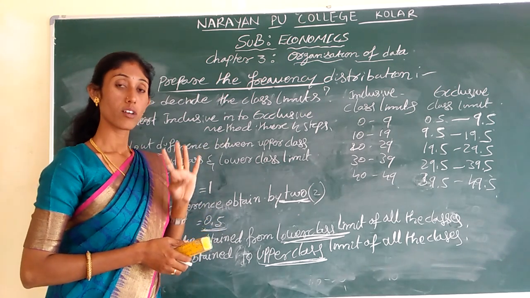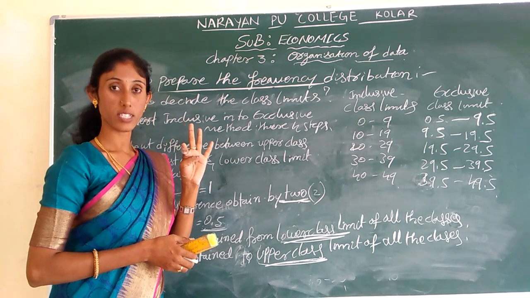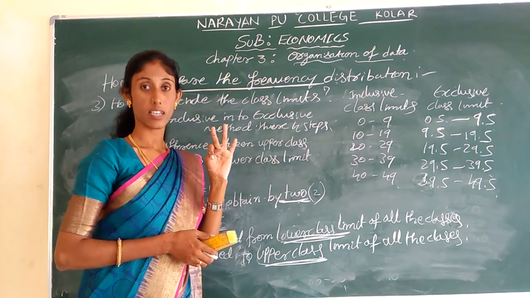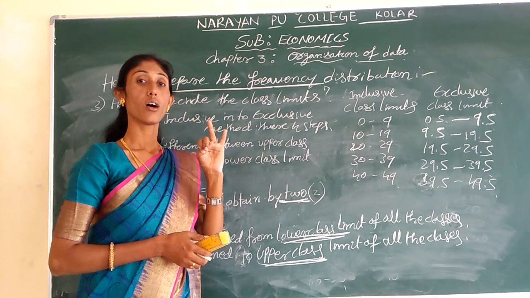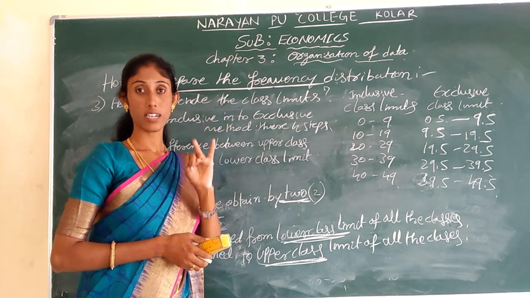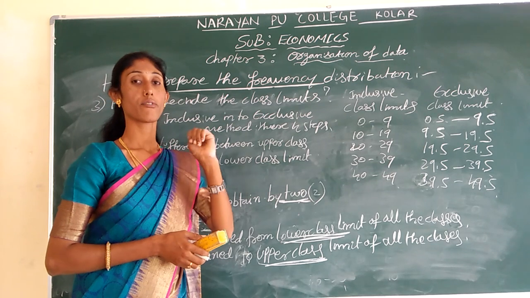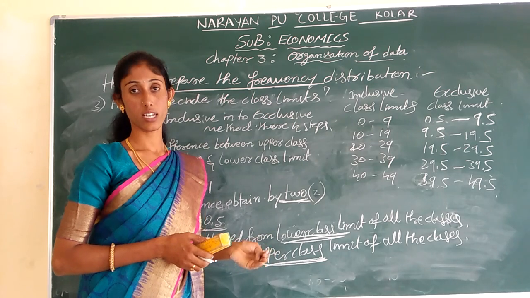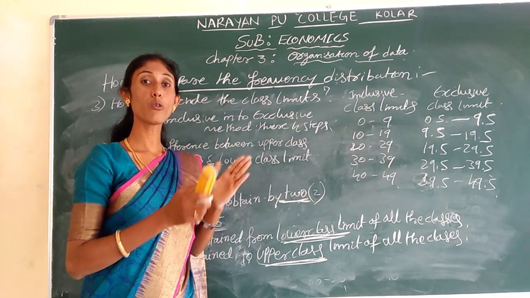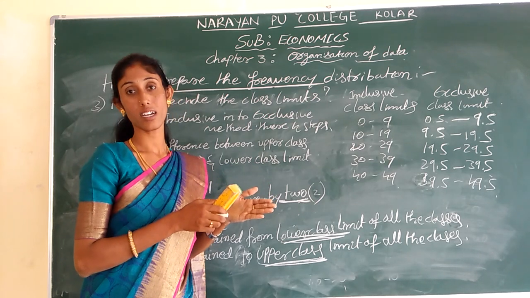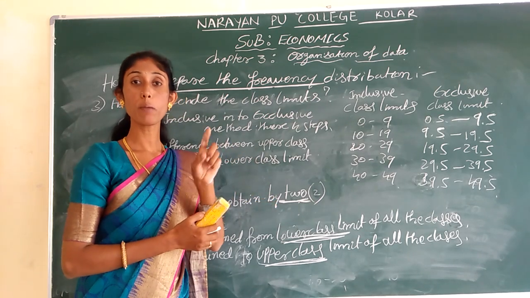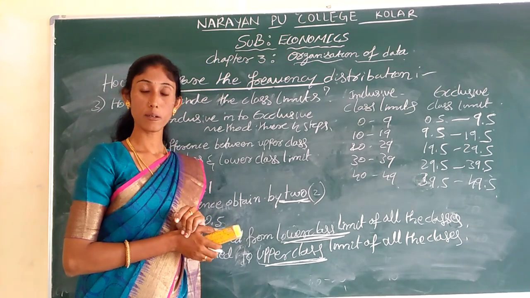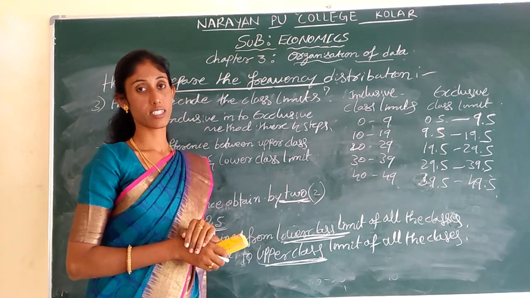There are mainly four steps. First, how to decide the number of classes. Second, what should be the size of the class. Third, how to decide the class limits. And fourth, finding the frequencies for each class. To find the frequency, the values which appear in the data in a particular class, we make tally markings, then add them to get the frequency. Got it? And thank you everyone for listening to this class.